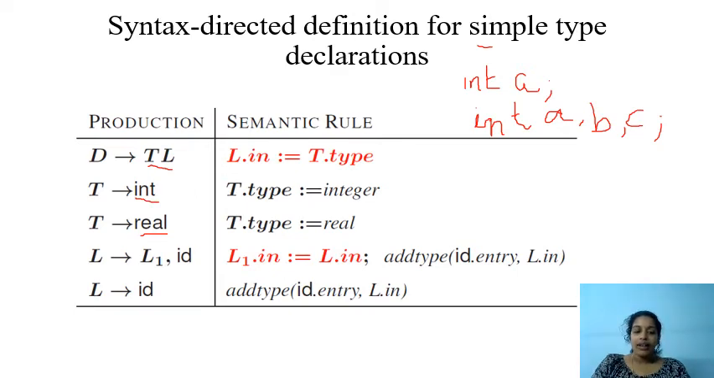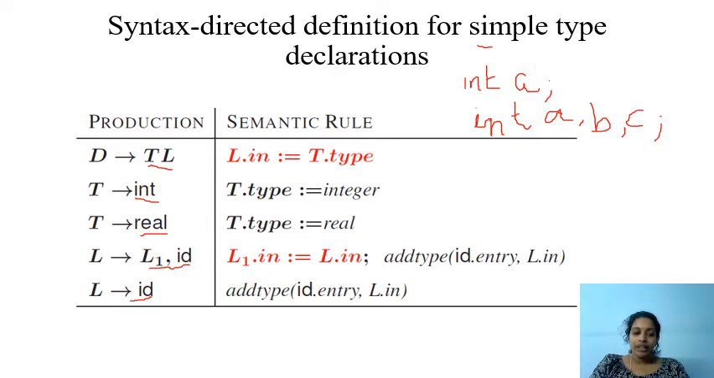What is L? L can be an identifier or a collection of identifiers. L gives ID. Now, for getting a collection of identifiers, we have to iterate L. That is, L gives L1 comma ID. Now we have the context-free grammar, and we have to design the semantic actions.